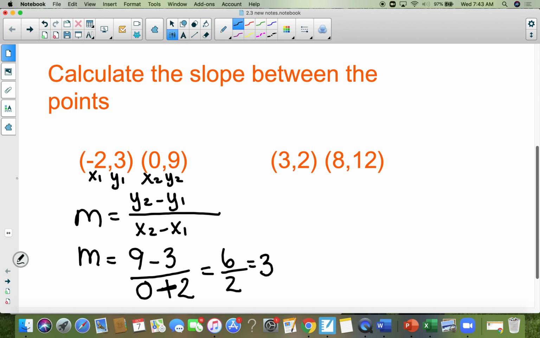Some of you don't know your factors. On the last test, some of you are making factor errors. So if you don't know what 6 divided by 2 is, make sure you use your calculator.